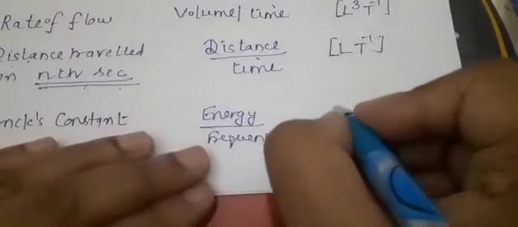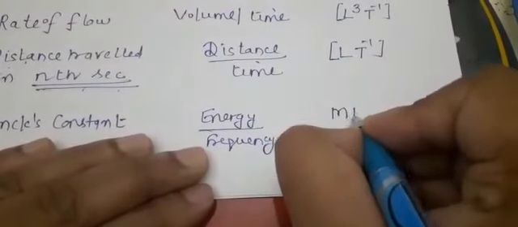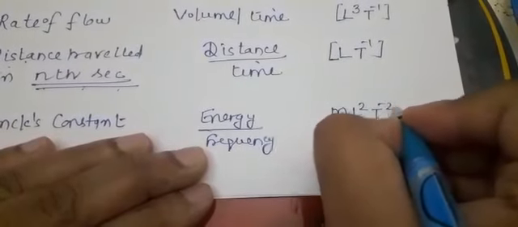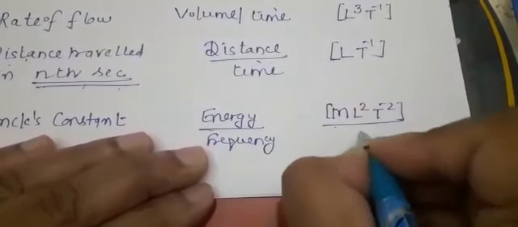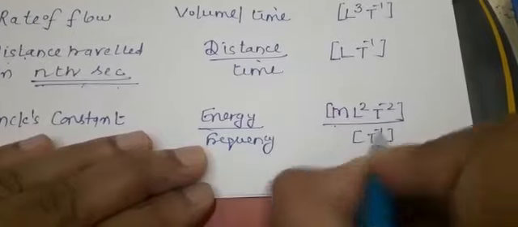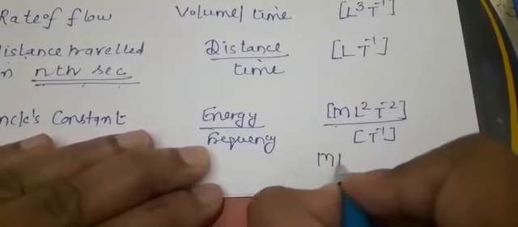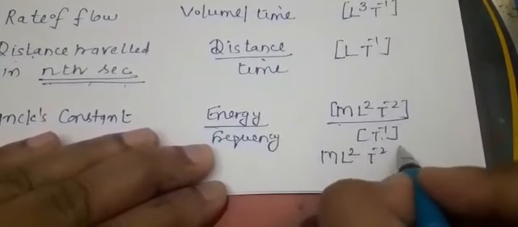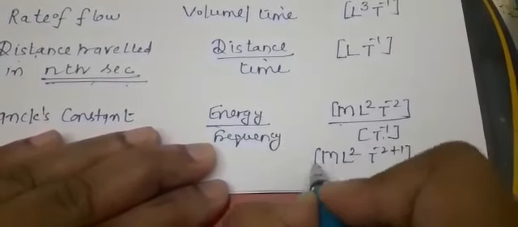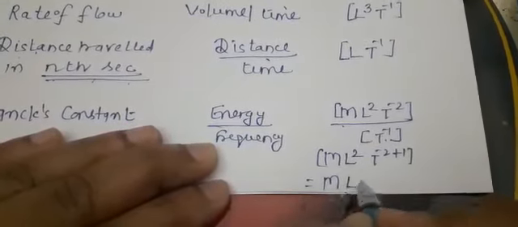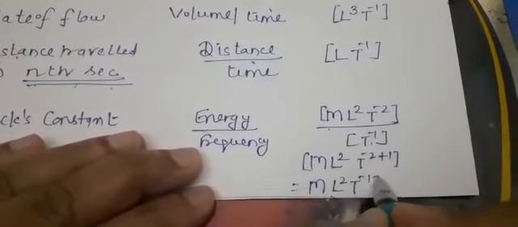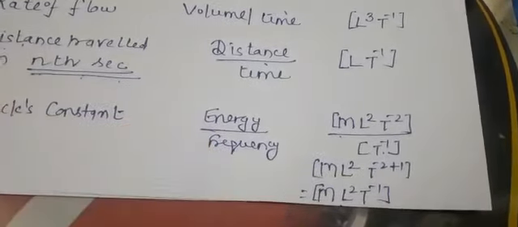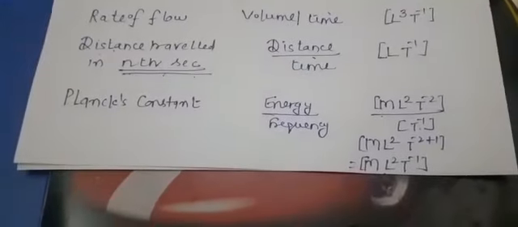So now put the value for energy, M L2 T minus 2. And frequency is T minus 1. Solve it. M L2 T minus 2. This minus 1 is coming in numerator, plus 1. So here what will be the final formula? M L2 T minus 1. This is Planck's constant.